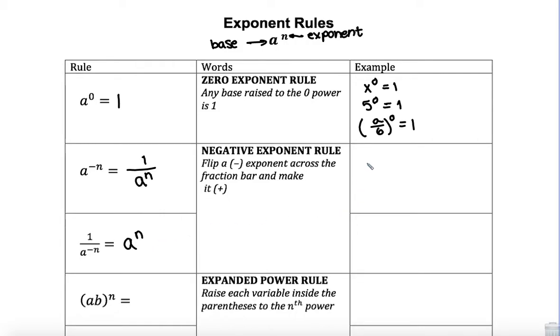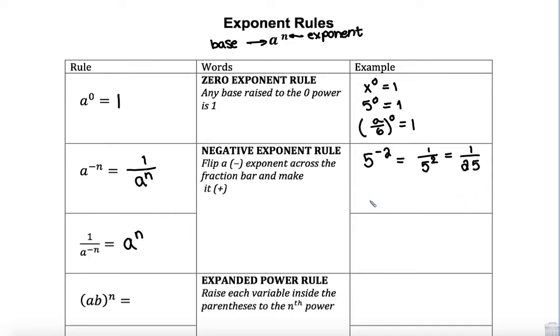Let's see some examples of this. Actually, let's start with just a positive 5. If I do 5 raised to the negative 2, that's the same thing as 1 over 5 raised to the positive 2. So 5 raised to the negative 2 is the same as 1 over 5 squared, which is 1/25.